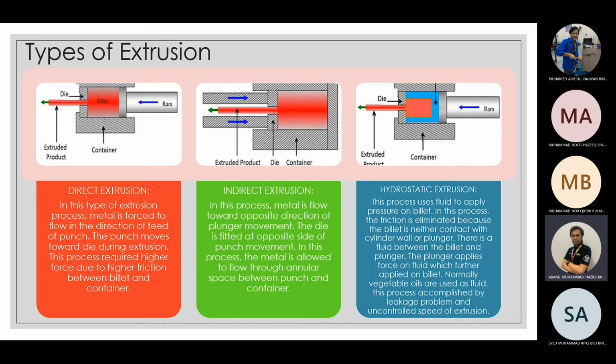And the third one is hydrostatic extrusion. This process uses fluid to apply pressure on the billet. In this process, the friction is eliminated because the billet is neither in contact with the cylinder wall nor the plunger. There is a fluid between the billet and the plunger. The plunger applies force on the fluid, which is further applied on the billet. Normally, vegetable oil is used as the fluid. This process is accompanied by leakage problems and uncontrolled speed of extrusion.